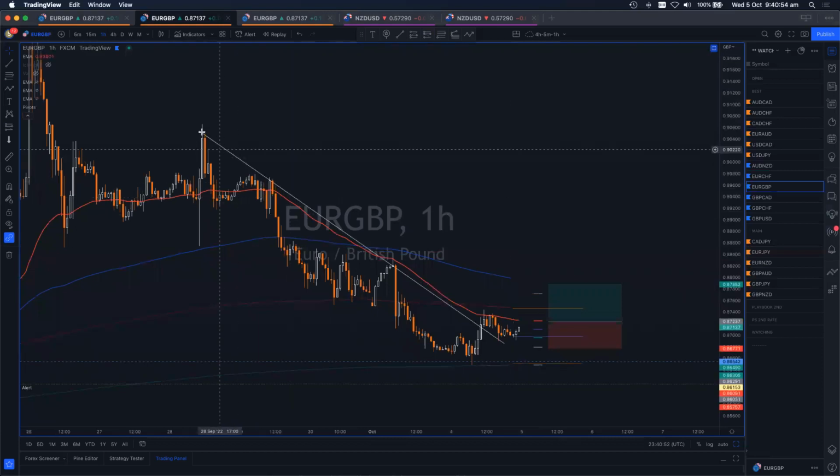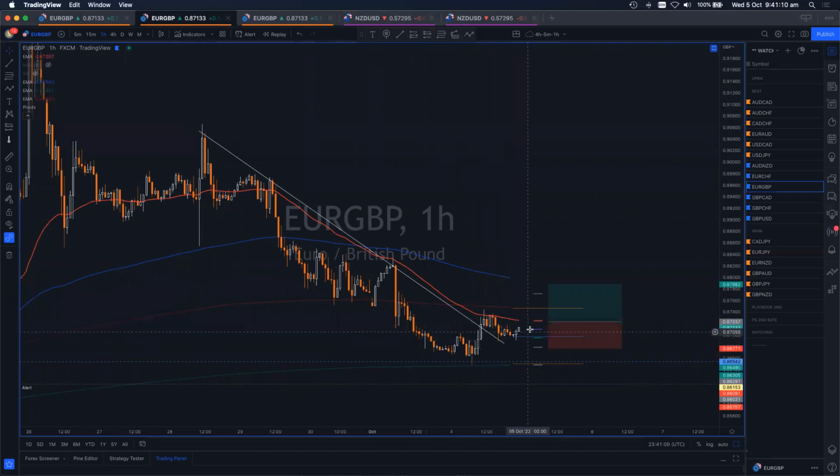Okay, you probably know a lot of my trend lines. Here's a nice trend line. 1, 2, 3, three touches, broke through yesterday, came back and retested it perfectly, and since then it's been going sideways. The hourly 50 is just here.